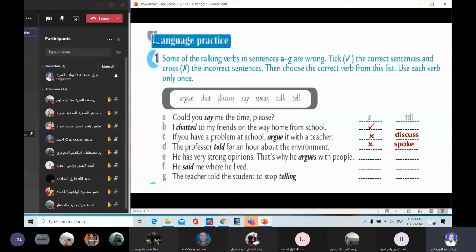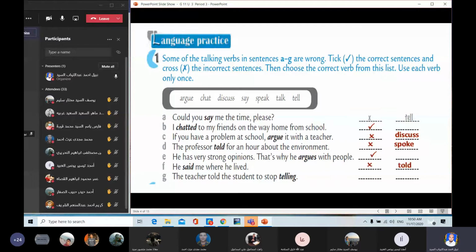Very good. Speak, the past is spoke. Very good, Abdullah. Omar Mahmoud, he has very strong opinions. That's why he argues with people. Omar. True. True. Good. You shouldn't argue with people unless you have very strong opinions. Thank you. Kareem, he said me where he lived. Is this correct or incorrect? False. Yes, correct it, please. He told me where he lived. Yes, we don't say he said me. He told me. Thank you, Kareem.